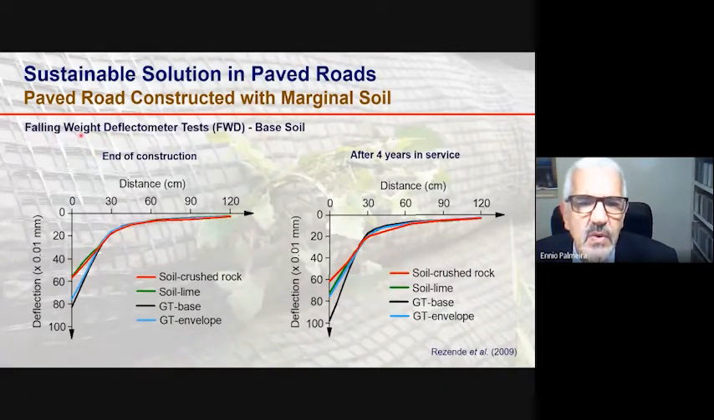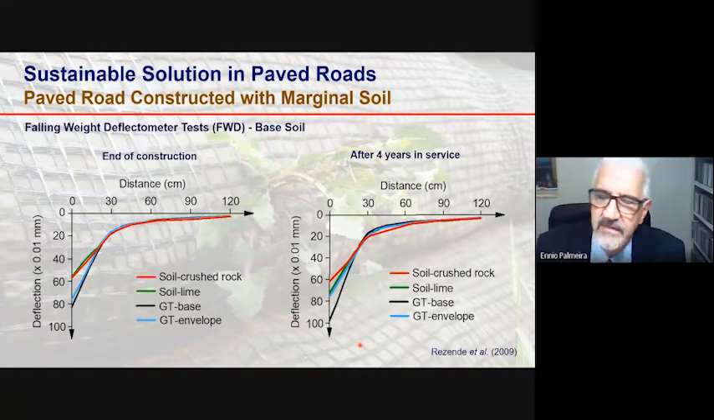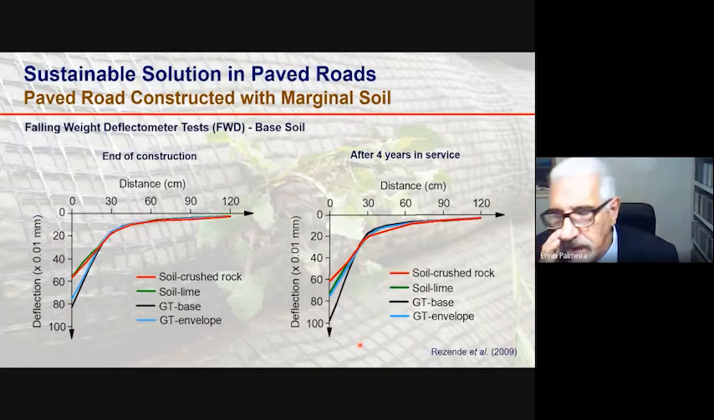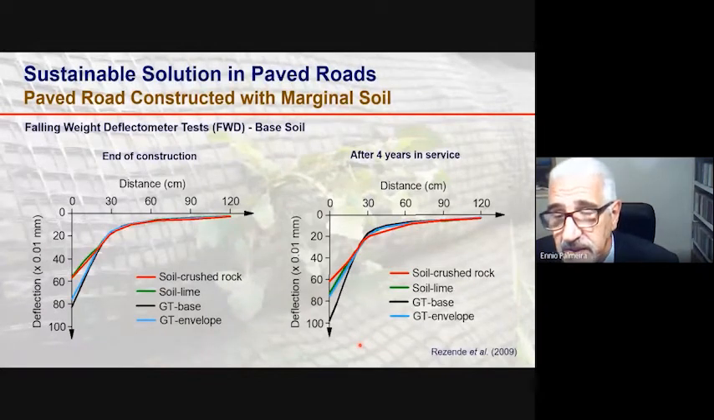Again, here, results of falling weight deflectometer test, FWD test at the end of construction, and after 4 years in service, results of soil crust rock base material, and the results for the soil line and the combination of geotextile. And the fine-grained soil show also good performance of solutions using the combination of fine soil and geotextile. So this combination provided satisfactory behavior of the pavement using poor fill materials because it was a fine-grained fill material.